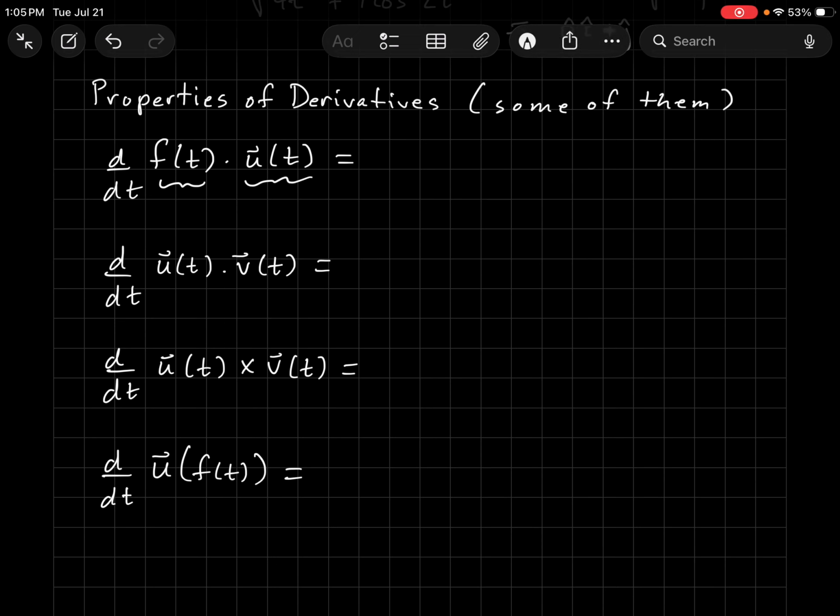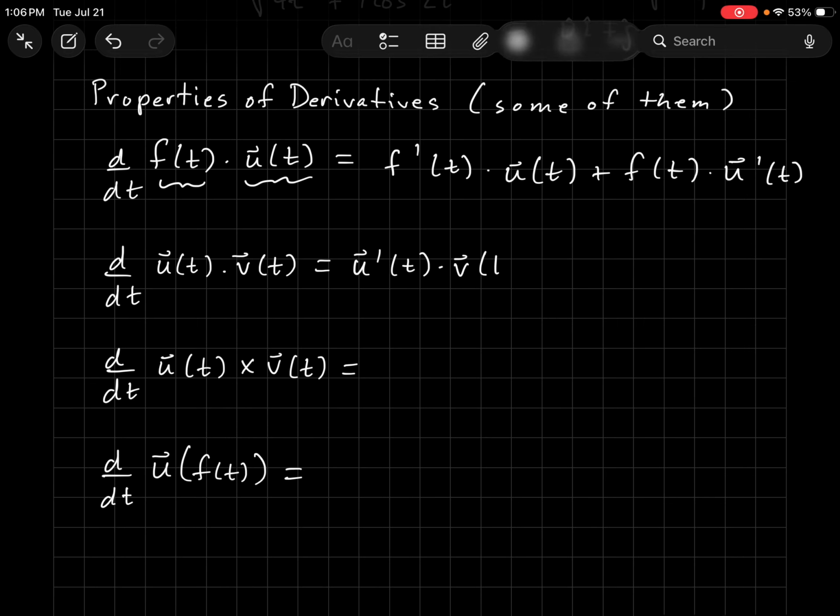Very similar if we're taking the dot product of two vectors and we want to find the derivative. It's again just the product rule as you would expect it: u prime dot v plus u dot v prime. So we'll go back and add all the details.